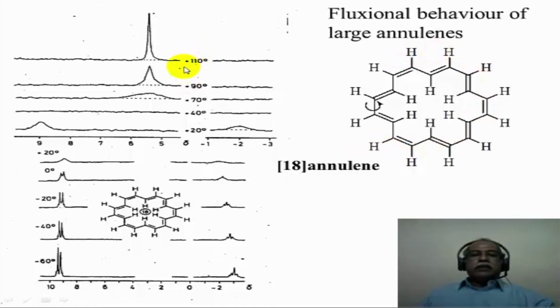In fact, when the spectrum is measured at plus 110 degrees Celsius, a sharp singlet is what is seen for all the 18 hydrogens. There are no other hydrogens which are distinguishable in this molecule. The in and out process is what is taking place rapidly by carbon-carbon bond rotation. As a result, one sees all the 18 hydrogens as a singlet in this particular system. Now see what happens at low temperature when the spectrum is measured at minus 60 degrees Celsius.